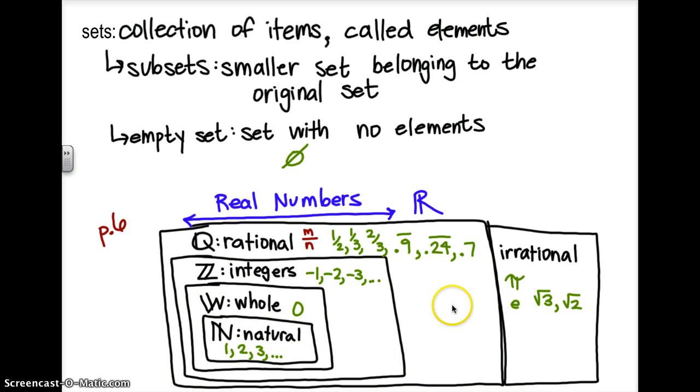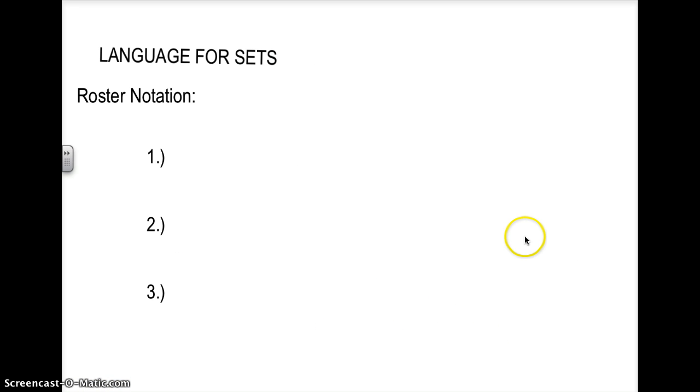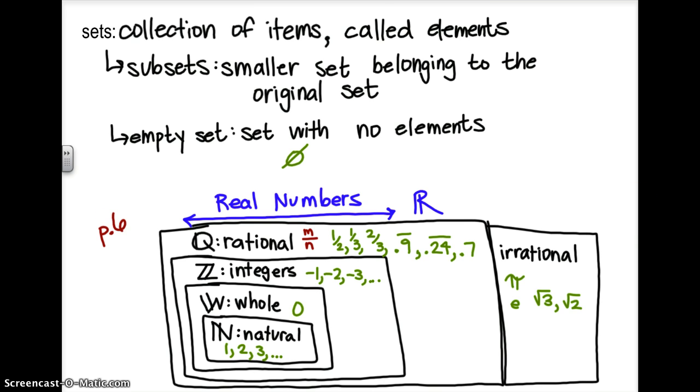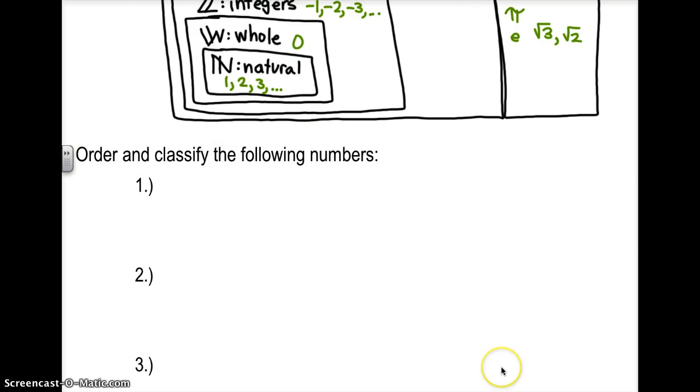Okay, so now task for you. Questions for you. Got some numbers to order and classify. Here's the first example. I want you to put them in order and write them from greatest to smallest. Or wait, let me try this again. From least to greatest.